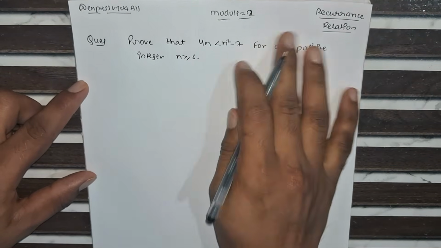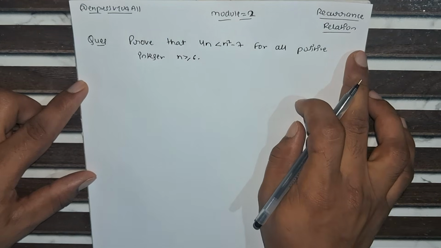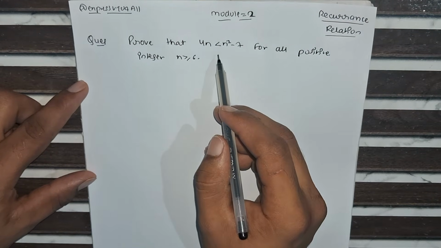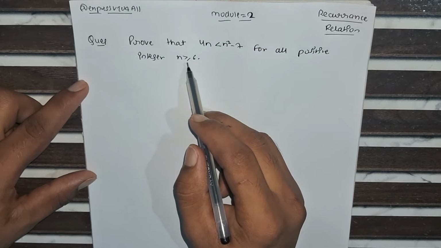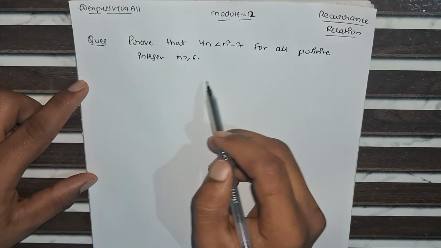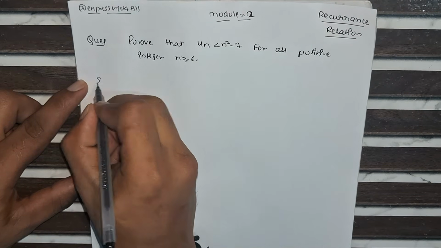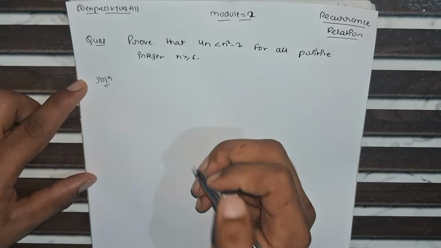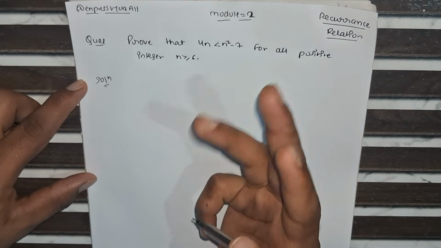In this video, we are going to solve a very important problem from module 2, which is based on recurrence relation. So the question is, prove that 4n is less than n square minus 7 for all positive integers where n is greater than or equal to 6. Now we have to prove this with the help of the principle of mathematical induction, which is nothing but PMI. In this PMI, we have to use three steps. First one is base step, second one is induction hypothesis, and third one is induction step.